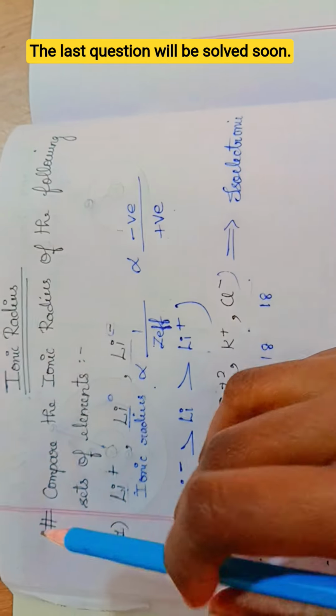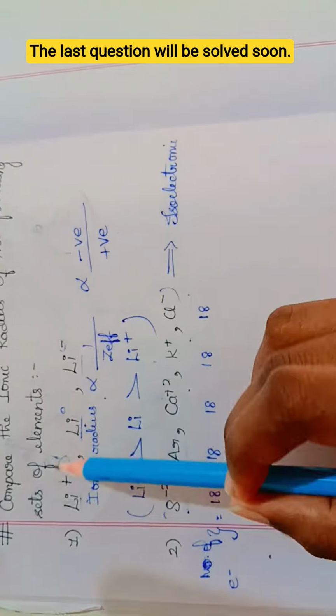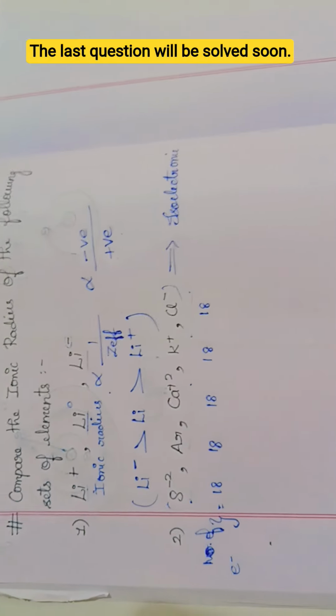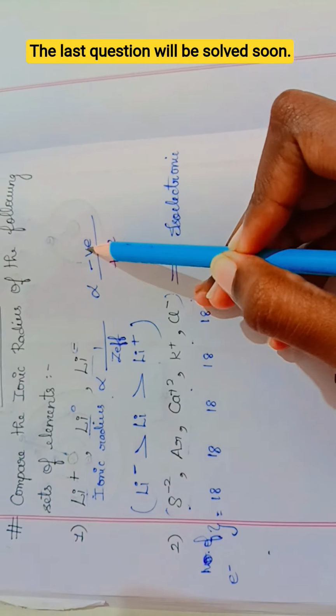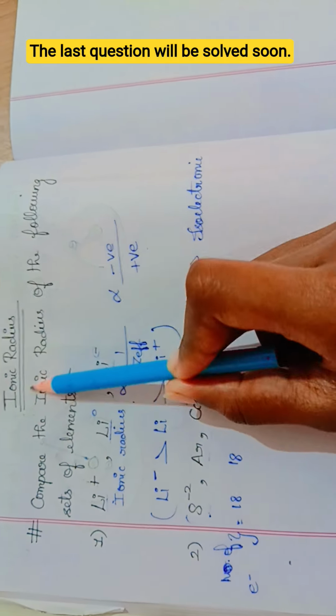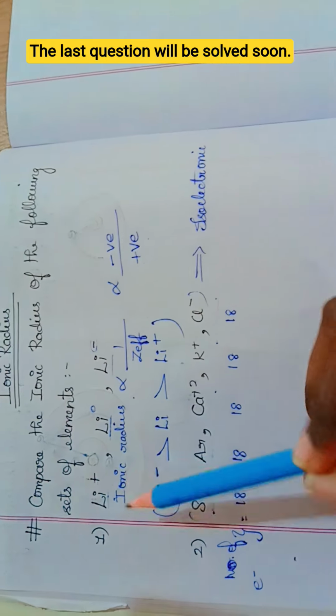So now we'll compare the ionic radius of the following sets of elements given. The first set is lithium plus, lithium neutral, and that means elemental form, and lithium minus. Ionic radius is nothing but a type of atomic radius.